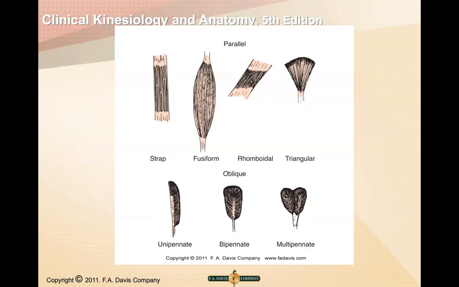Okay, so let's look. The top row are parallel muscles, and the bottom row is oblique muscles. Okay, so a strap muscle is just a muscle that has all the fibers going in one direction, and it looks like the belly of the muscle is about the same width as the tendons on the origin and the insertion side.